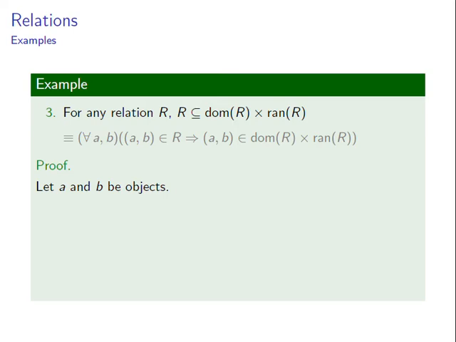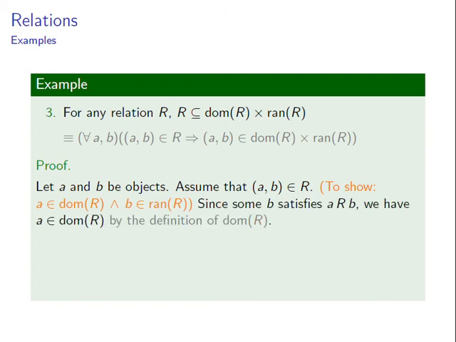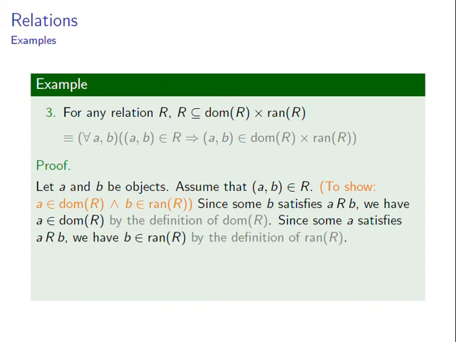To prove this, let A and B be objects and assume that the ordered pair (A, B) is an element of the relation R. We need to show that (A, B) is an element of the Cartesian product domain of R cross range of R. By the definition of Cartesian product, this is equivalent to the condition that A is an element of the domain of R and B is an element of the range of R. Since (A, B) is an element of R, it is true that A is related to some object, and so, by the definition of domain, A is an element of the domain of R. Similarly, some object is related to B, so by the definition of range, B is an element of the range of R.